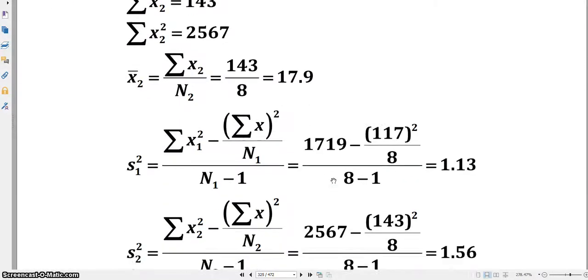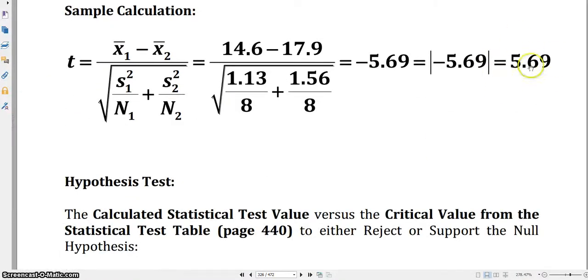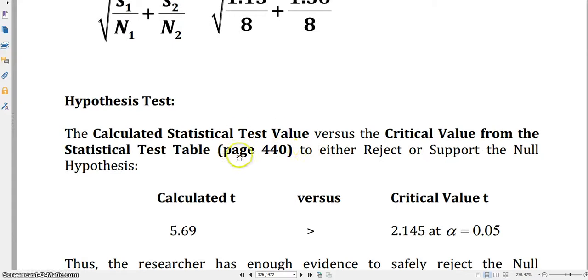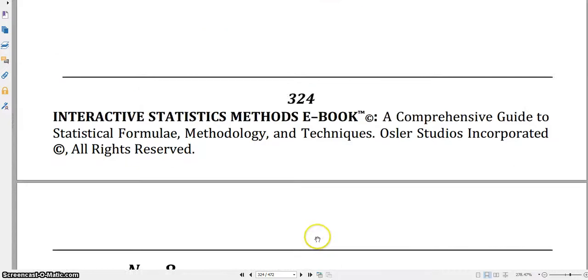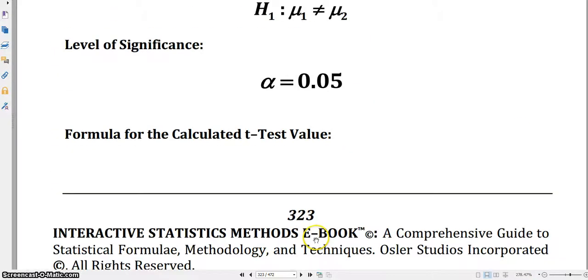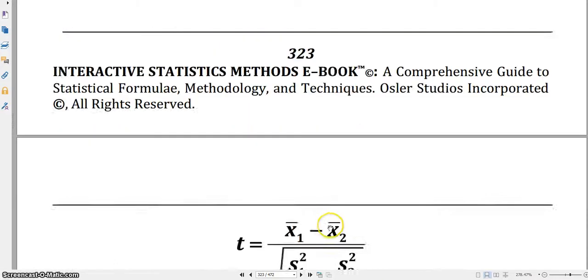You're given an experimental research design, how to calculate it, determine that, do the calculations, find out what that critical value is, look up page 440 in your book. There's a number of tables in there, you'll find the t-test, and the critical value for the degrees of freedom for that t-test at that alpha level was determined to be 2.145. Our 5.69 is significantly greater than that. Therefore, we have enough evidence to reject our null hypothesis here, and therefore accept our alternative hypothesis.